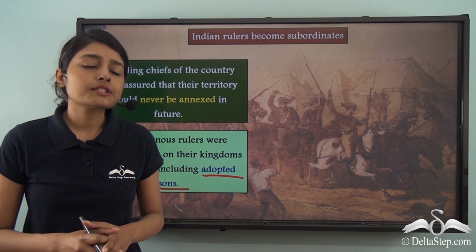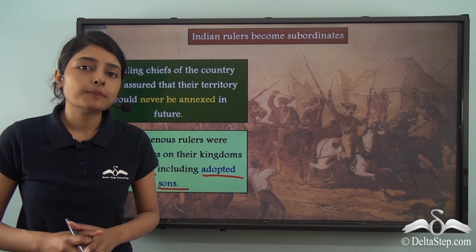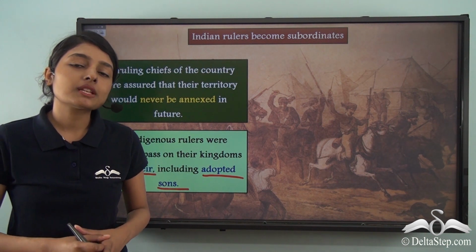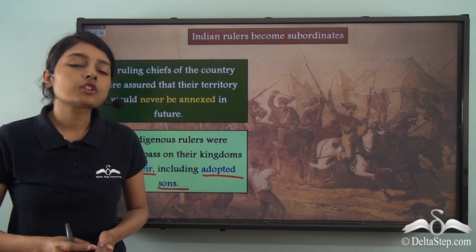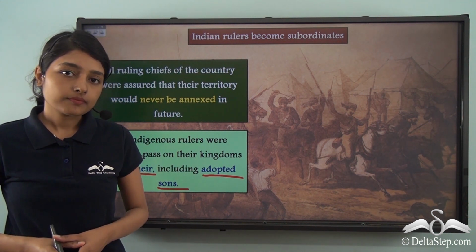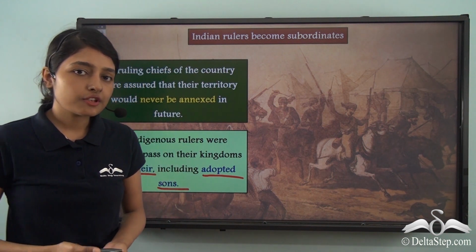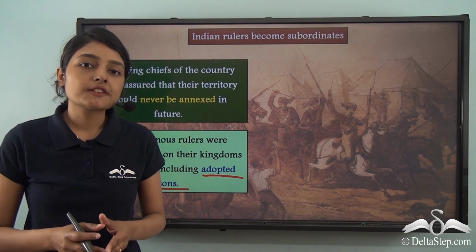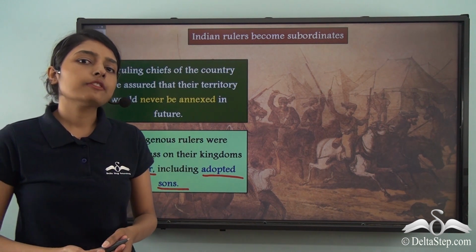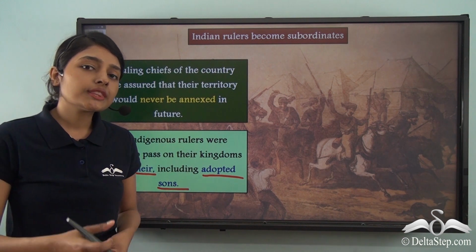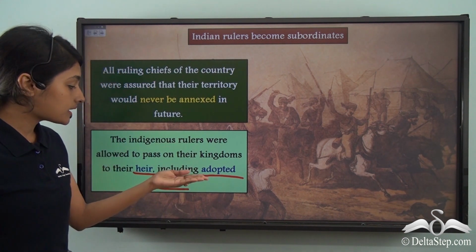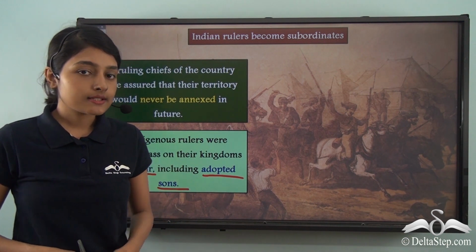We have also learnt about how bravely Rani Lakshmi Bai had fought against the Britishers simply because her adopted son Damodar Rao was not officially recognized as an heir to the throne. But now, at this point of time, when the local ruling chiefs were assured that their territories would not be annexed in future, they were also allowed to pass on their kingdoms to their heirs, and these heirs also included their adopted sons.